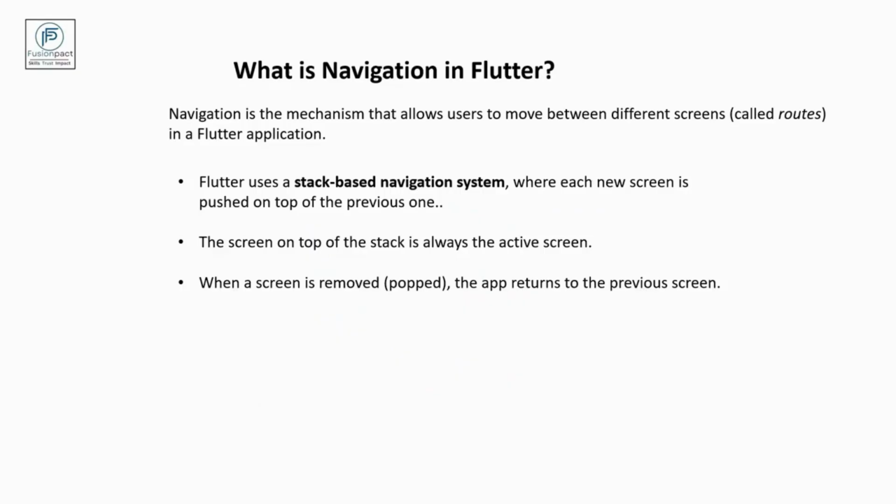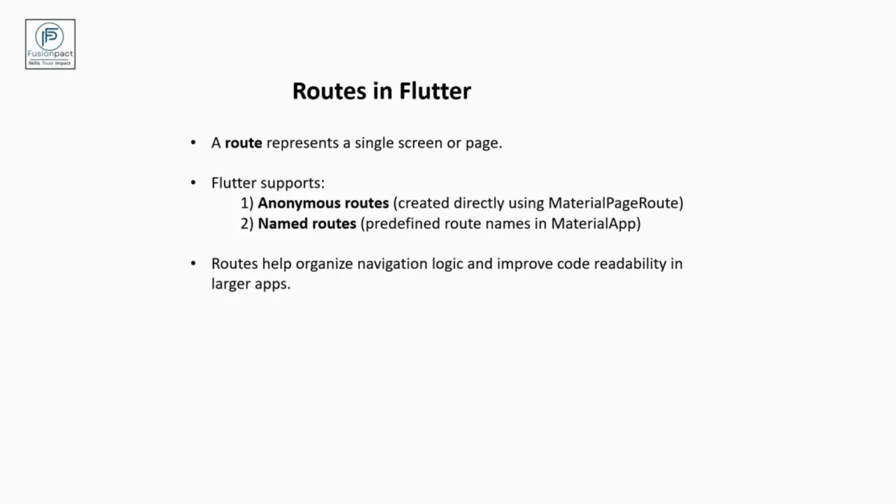The screen on top of the stack is always the active screen. In our example, the about us page is the active screen. When a screen is removed, meaning popped, the app returns to the previous screen. After the push, it shows the about us page, and after the pop, the screen shows the previous screen again.